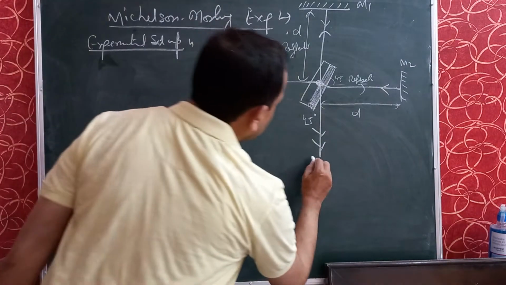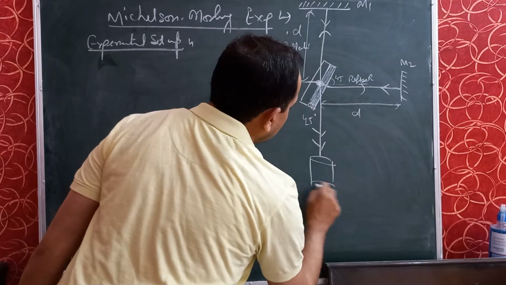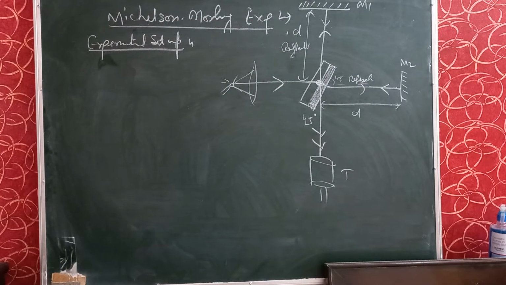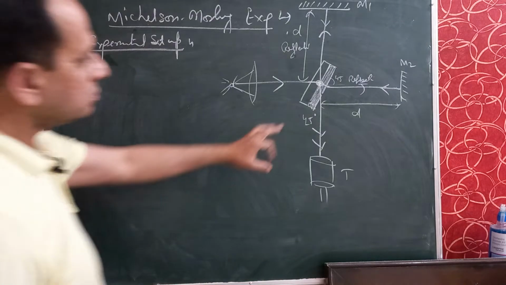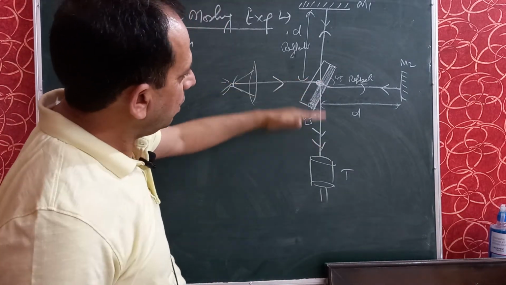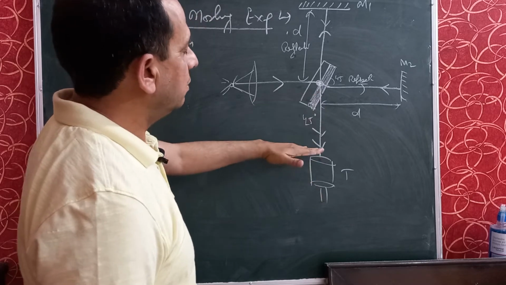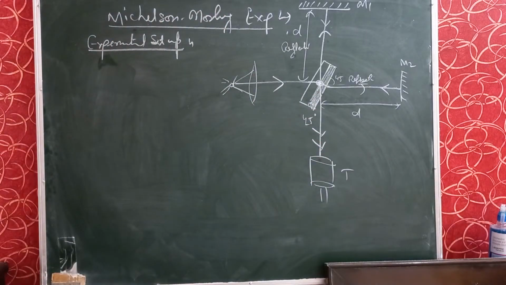We will observe with the help of a telescope what pattern is formed in this telescope. Are our two rays reaching the telescope at the same time, or is there a time lag between these two rays? This is our main point, which we will discuss in this experiment.